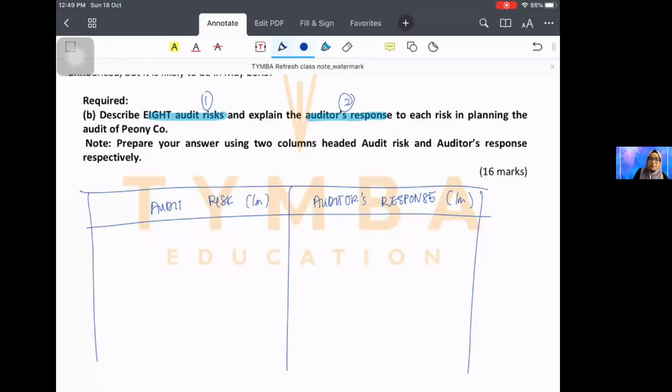So usually if the question asks for 8, we can detect 9 to 10 audit risks in the scenario. So if the question asks for 7, you should be able to detect 8 to 9 audit risks. So if you only find exactly 8, you have to look more diligently, and you will surely find 9 to 10 audit risks.